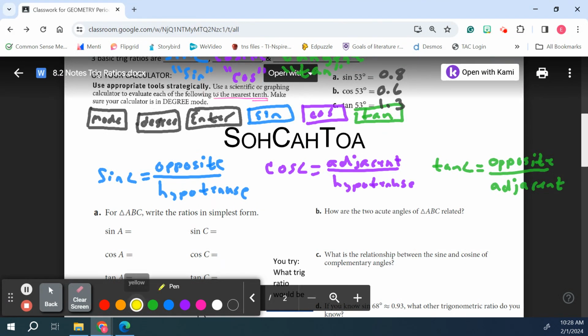Okay, now if we look here, we have O, we have H, that's where that comes from. We have A, we have H, that's where that comes from. And we have O, and we have A, that's where that comes from. Okay? So this is why it's very important to identify the angle. Always highlight or circle the angle so that this way you know what you're working with, okay? Pictures also help. Drawing pictures is going to help a lot with this.